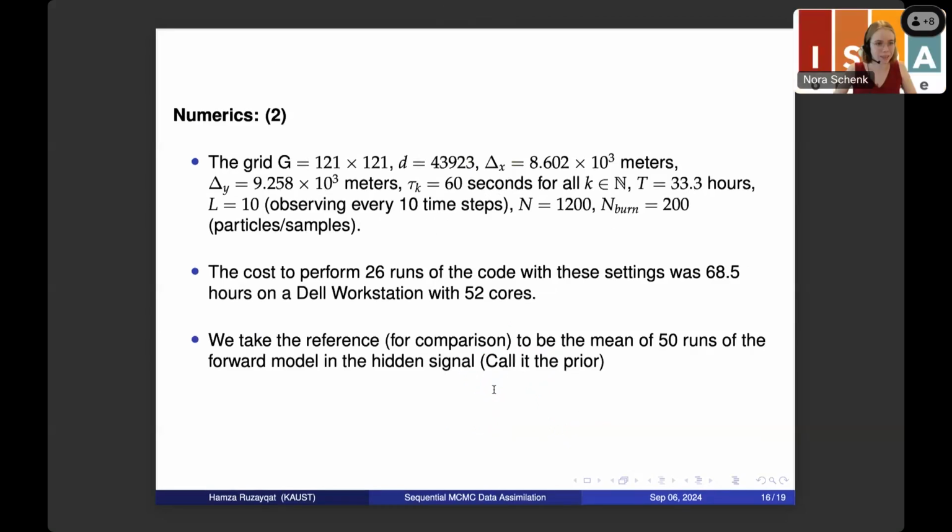Yeah. So this model was done on a 121 by 121 grid, and because we have 3 variables, the height of the water and the velocities u and v, the dimension was 43,000. We ran the simulations for 33 hours, where we observe every 10 time steps, each time step being 60 seconds, so every 600 seconds. And we set the number of samples in the MCMC to be 1,200.